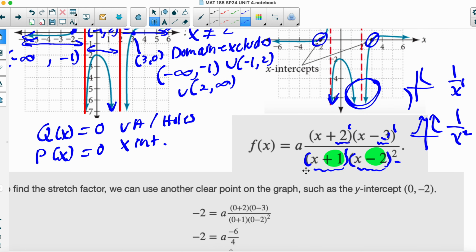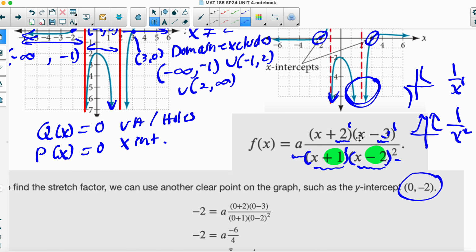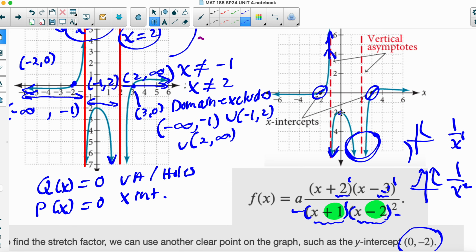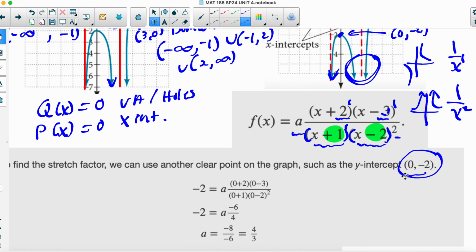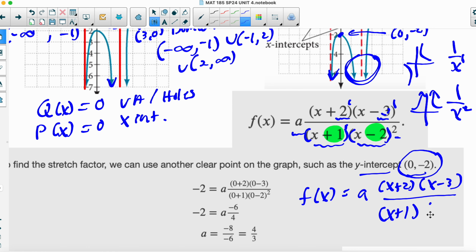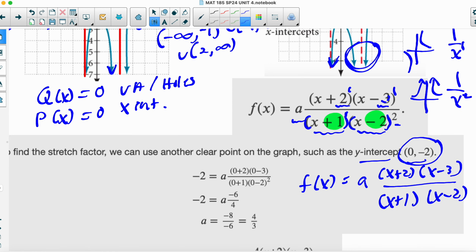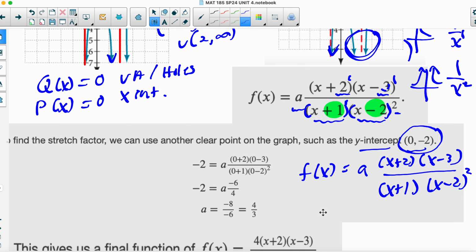So now, how do I figure out that a value? Well, just like I did with polynomials, I'm going to find a point on the curve. Usually, if you can find a nice, neat point, the y-intercept, right? X equals 0, y equals -2, right here. I can plug that in now to my f of x function. So I have f of x equals a, x plus 2, x minus 3, over x plus 1, x minus 2, squared. So I'm just going to plug 0 in.